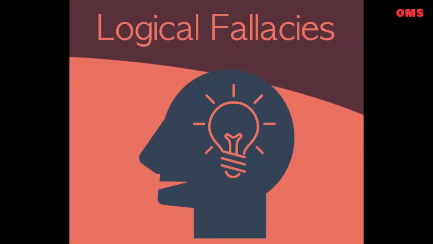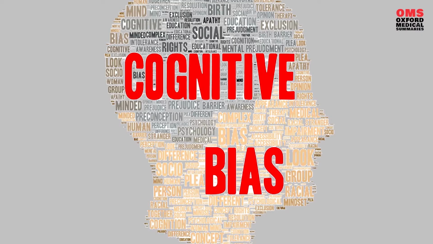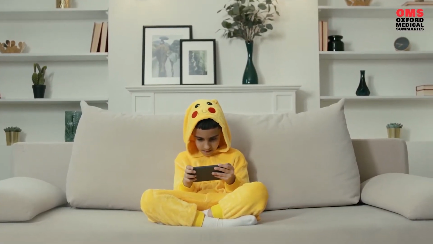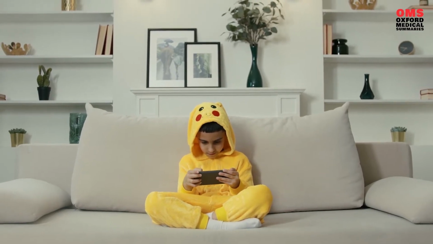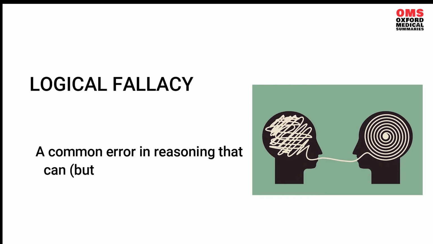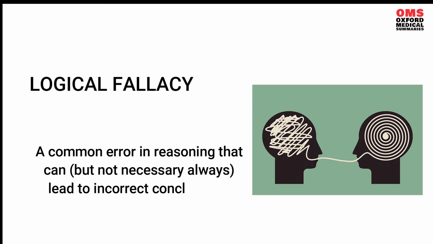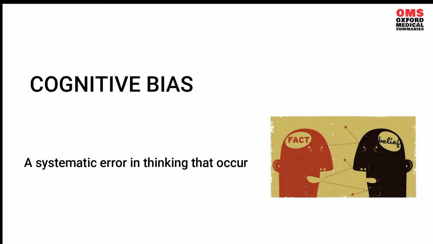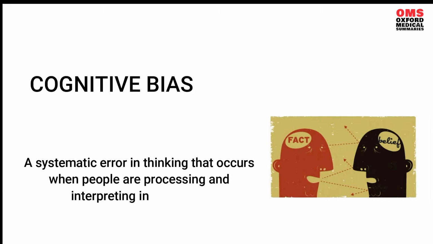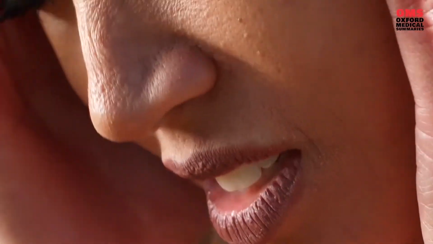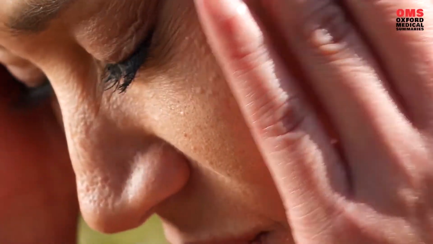I want to focus on a few relevant logical fallacies or cognitive biases, and I'll explain what these terms mean, that are relevant to all of our lives on a day-to-day basis, but also have relevance to health and healthcare decisions. Now, what do either of these mean? A logical fallacy is defined as a common error in reasoning that can, but not necessarily always, lead to incorrect conclusions. A cognitive bias is defined as a systematic error in thinking that occurs when people are processing and interpreting information. Essentially, both of these, logical fallacies and cognitive biases, are examples of erroneous thinking and not in keeping with science, logic, or medicine.